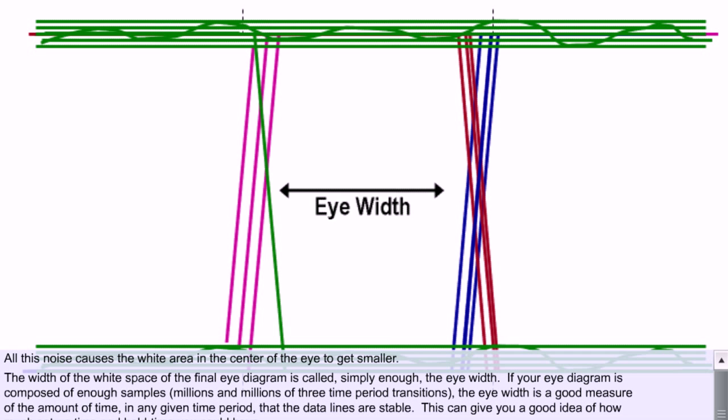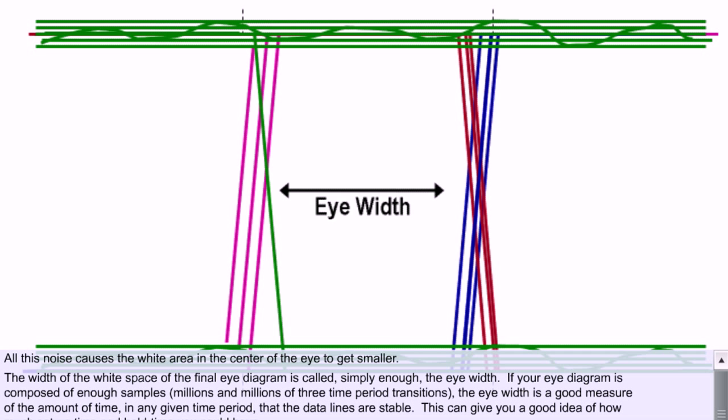If your eye diagram is composed of enough samples, that is millions and millions of transitions, the eye width is a good measure of the amount of time in any given time period that the data lines are stable. This can give you a good idea of how much setup time and hold time you could have.